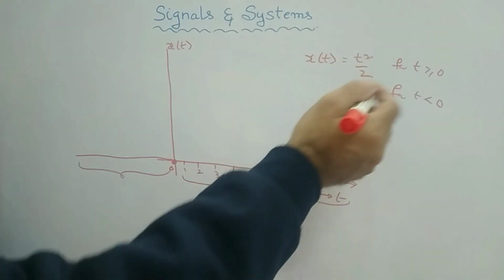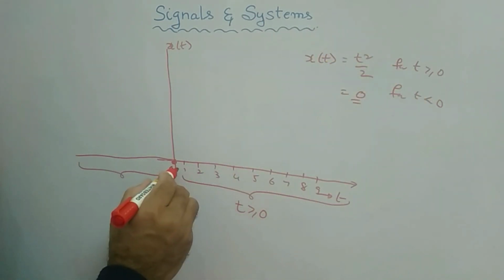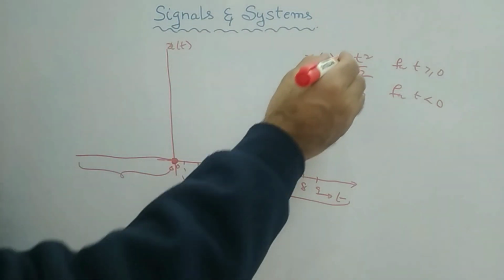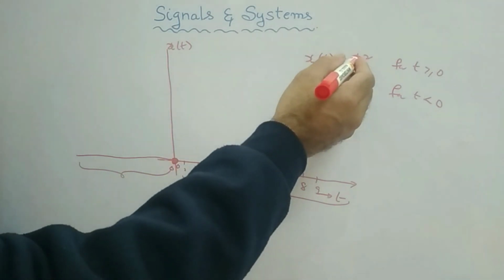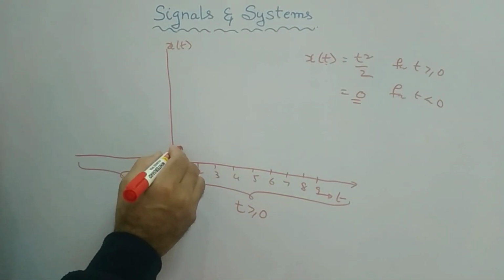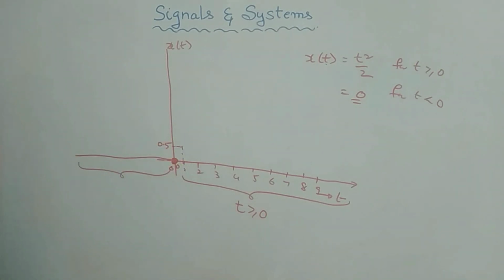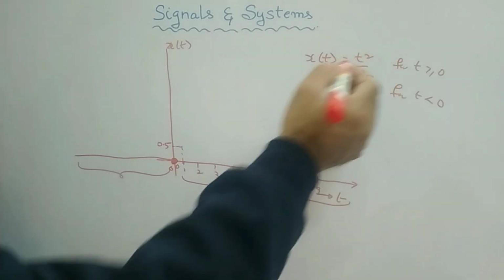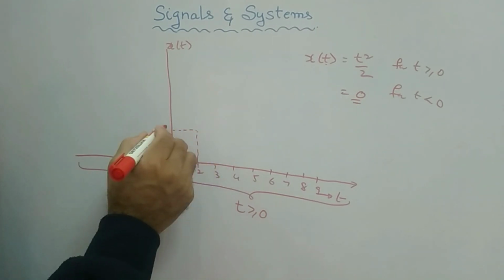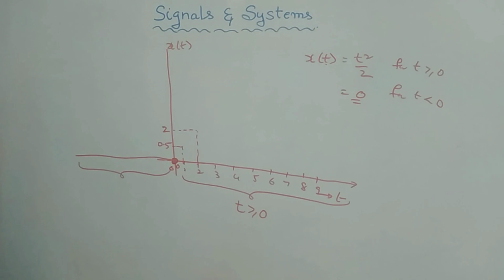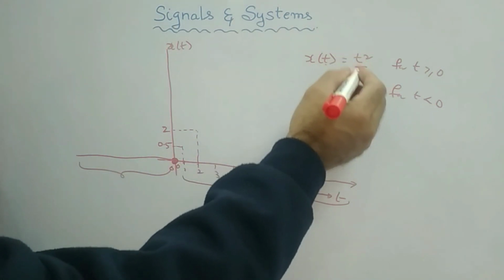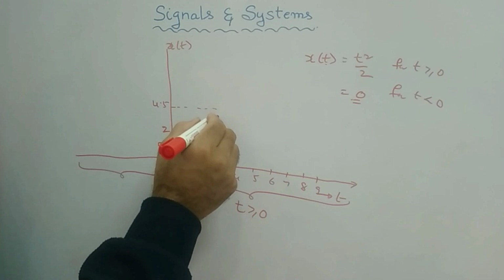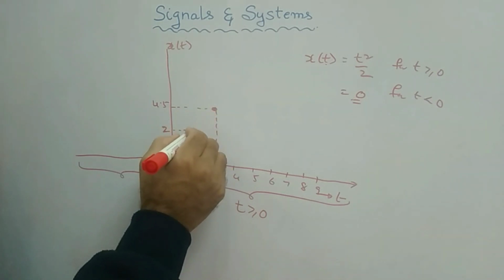In this region, substitute the values. It starts at 0. If you substitute 0, 0 by 2 is 0. For t equal to 1, 1 by 2 is 0.5, so x of t is 0.5. Similarly, for t equal to 2, 2 square is 4, 4 by 2 is 2, so at 2 you get 2. For 3, it is 3 square by 2, 3 square is 9, 9 by 2 is 4.5, so you get 4.5 there.